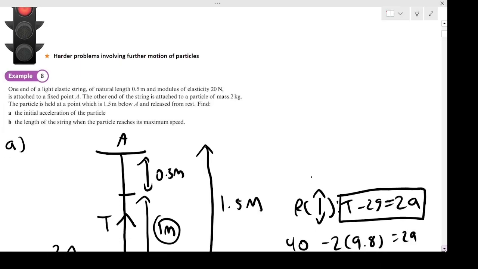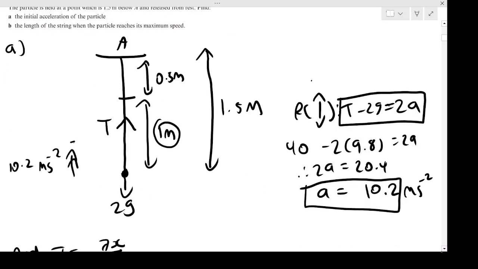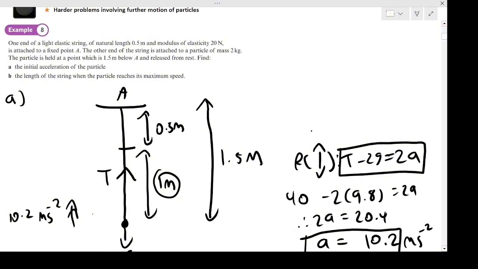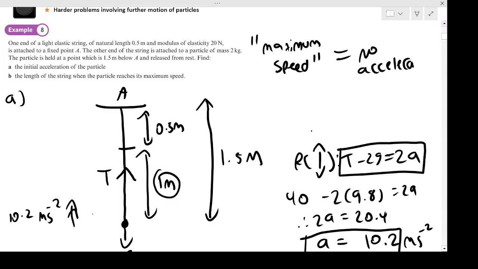So now there's some movement going on, okay? As we discussed, the acceleration is upwards, so the particle is going to move up. So as the particle moves up the string, at what point does it reach the maximum speed, okay? The key thing here is, again, maximum speed. That means if it's maximum speed, emphasis on the maximum, that means acceleration is 0. So there's no acceleration.